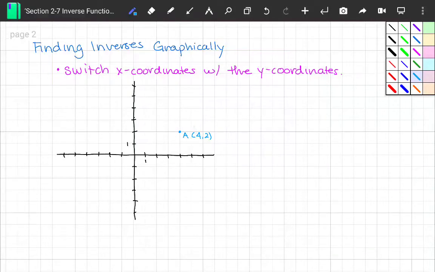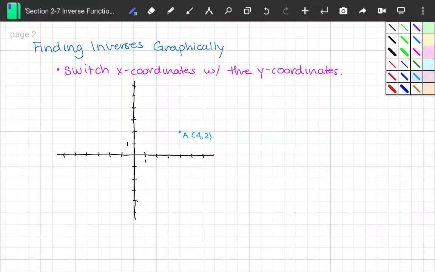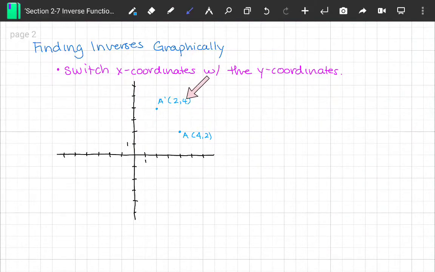Now if I switch x and y, because we know to find inverses, you switch x and y. So if I switch x and y, then I'm here at A prime, which is 2, 4. Let's try that again. So I've just switched the x and the y coordinate. 4, 2 went to 2, 4. Okay, it's hard to see anything yet.